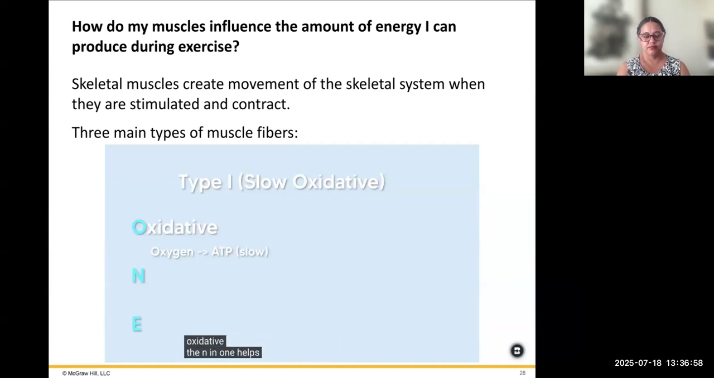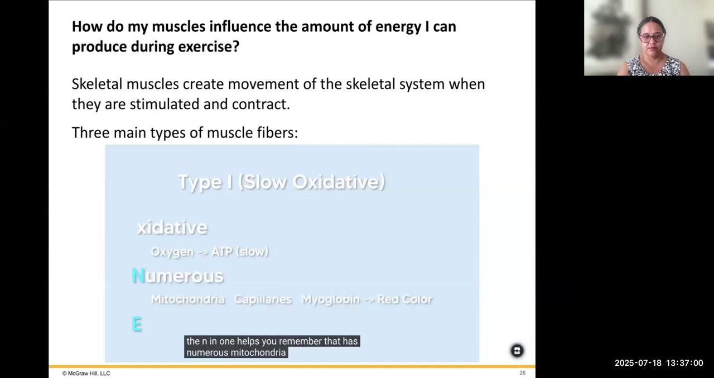The N in one helps you remember that it has numerous mitochondria, numerous capillaries, and numerous myoglobin, which is why it appears red. And this makes sense because it uses oxygen to create energy, so it needs a big network of blood and oxygen circulating through it, which explains the red color. The E in one stands for endurance because this is the main feature of type 1 fibers. They are used for slow endurance activities like walking.